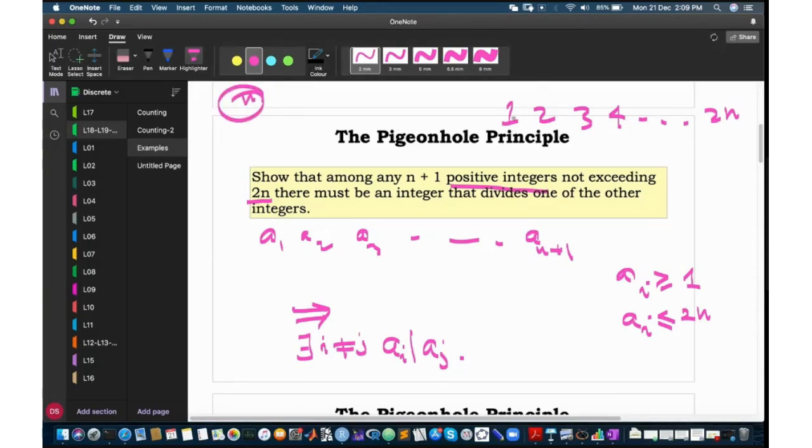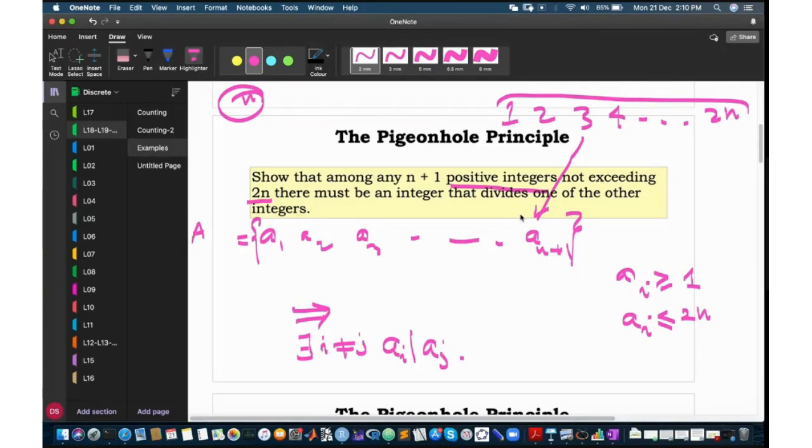So from this range, he picked n+1 numbers. Let's call it a set. We picked these from within this range. Every one of them is coming from here. Yes, no? Yes, sir. All right. So we have these integers and they are coming from this range.